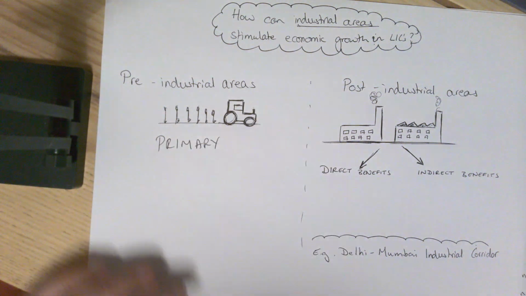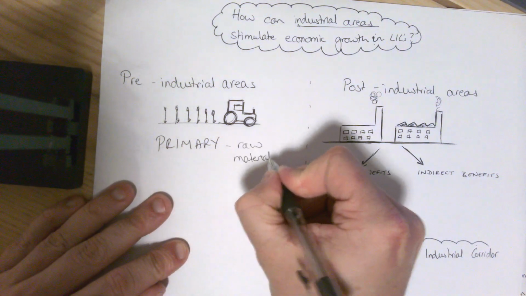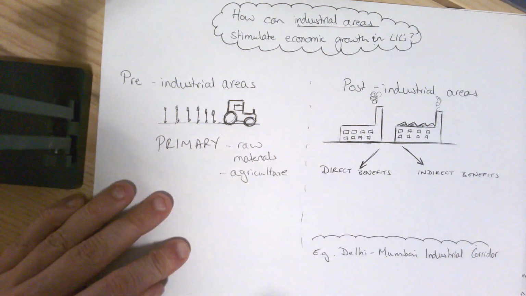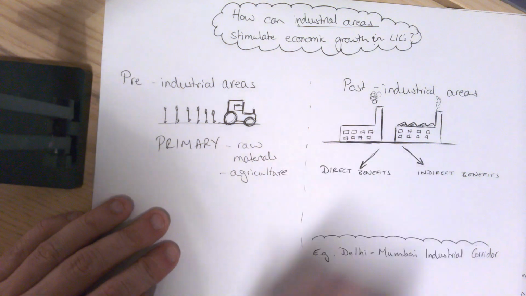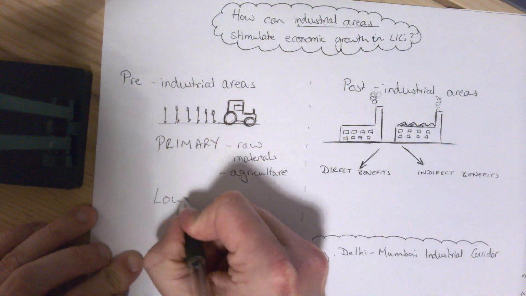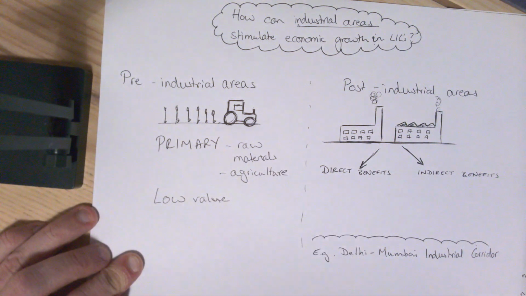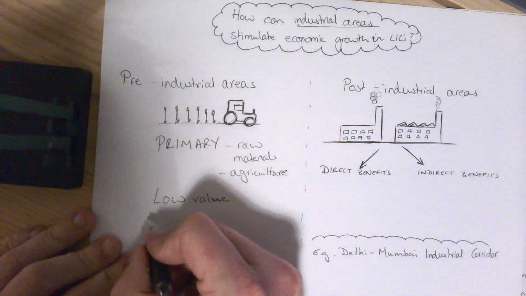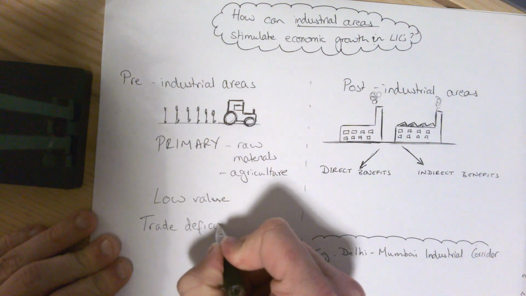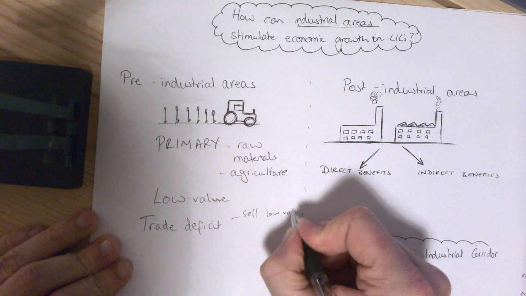What we mean by primary economy is normally raw materials. It's quite often agricultural based, so farming. Now, whilst this is absolutely fine, generally we associate primary products as being of low value. This means that our low-income countries often end up in a situation that we refer to as a trade deficit. Basically, they sell low-value products.